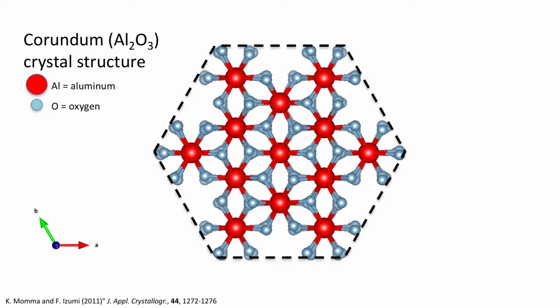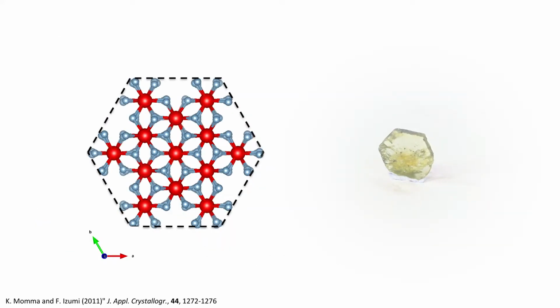Corundum actually belongs to what we call the trigonal crystal system, which means it has threefold symmetry like a triangle. However, because of the way the crystal structure is expressed, corundum crystals often have a hexagonal shape. And here's a great example of this. This corundum crystal has a striking hexagonal cross-section when viewed down the same direction in which we're viewing the atomic structure here.